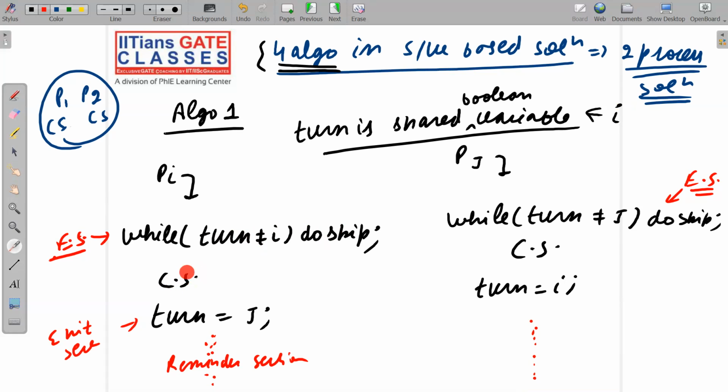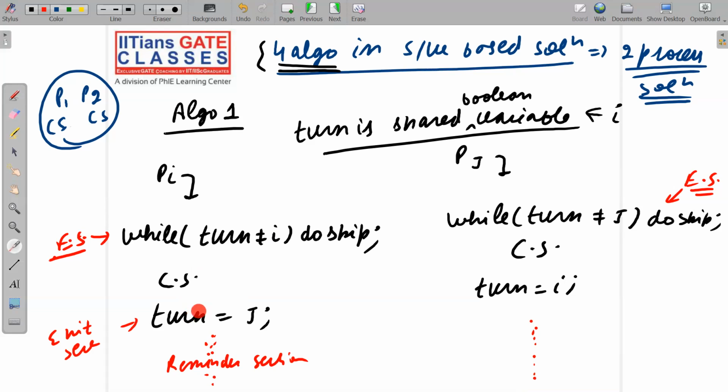Now assume when Pi is in CS, can Pj enter or not? Turn was i. So I will say i is not equal to j. Is this true or false? Yes, 100% this is true. So it will keep on doing do skip, do skip, do skip, and so on. So it cannot enter the CS.